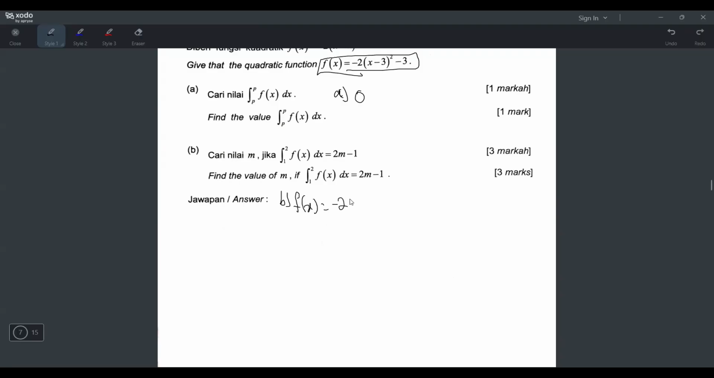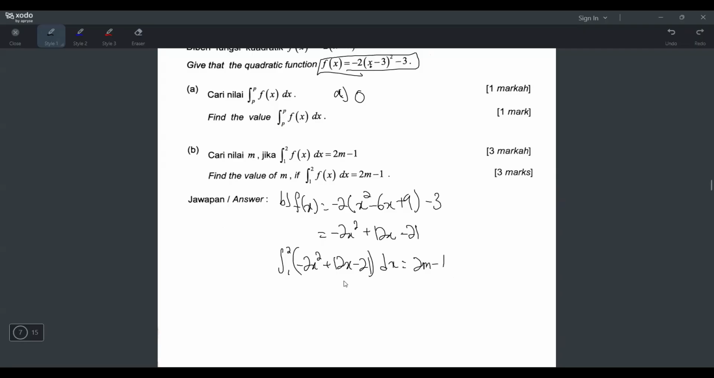So how to expand? -2 bracket, the (x minus 3) square, you expand, it becomes x square, and then x times -3 times 2, -6x, and then -3 square, plus 9, and then minus 3 like this. And then take the -2, expand, -2x square plus 12x, -2 times 9 is -18, minus 3 terus lah, dapat -21, right? So now your equation cannot expand already. So now when you integrate, it becomes easier. So now it will become integrate from 1 to 2, f(x) dx, and this is your f(x), and then dx equals 2m minus 1.